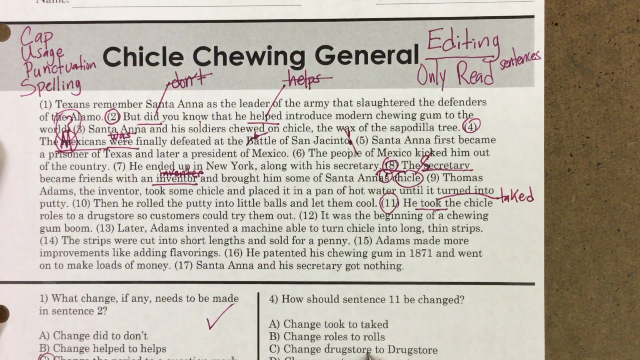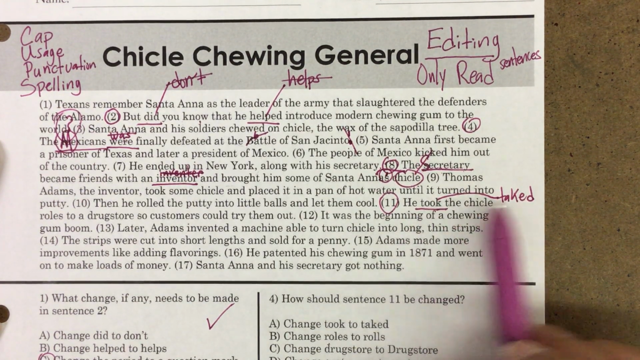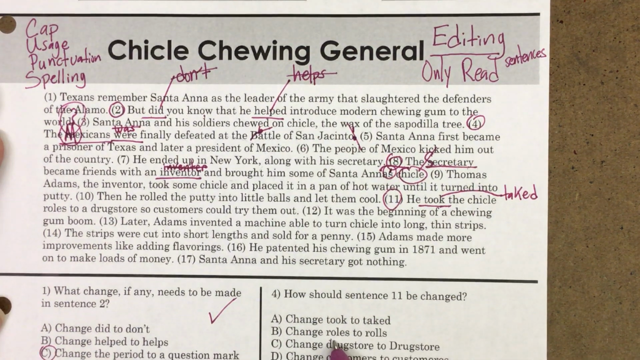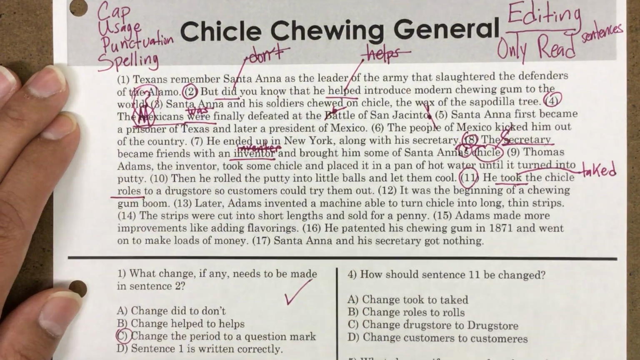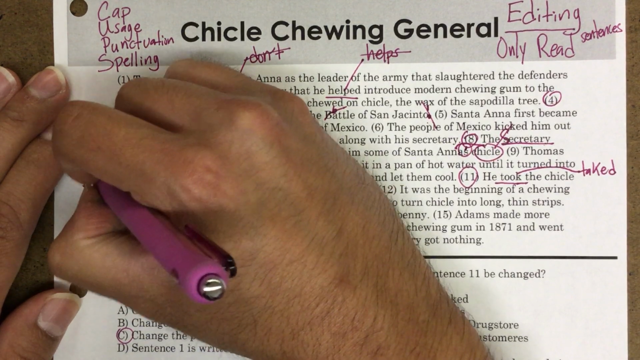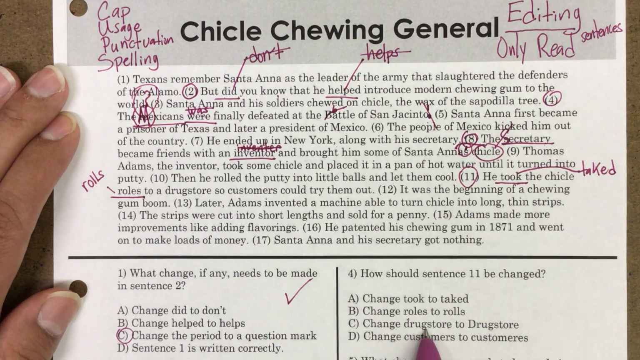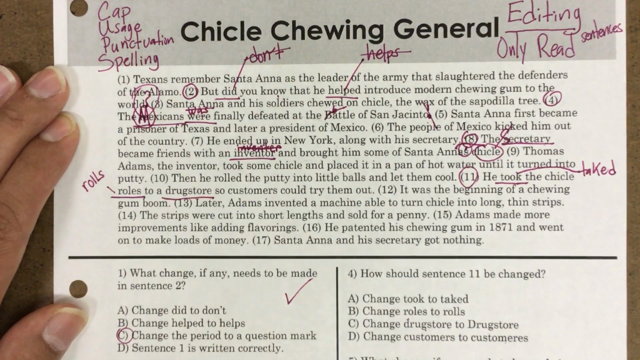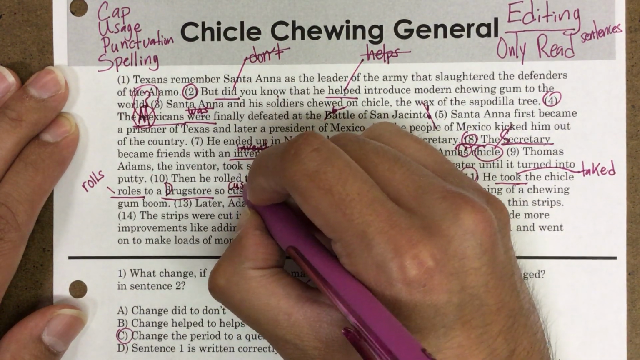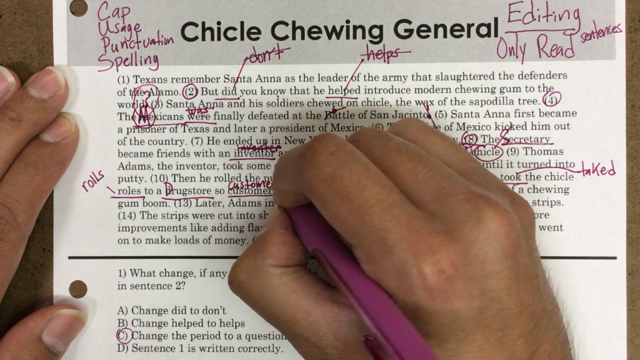Change rolls to rolls. So this was verb usage. He took to he taked. Rolls to rolls is a spelling possible edit. We need to underline it and possibly change the spelling. Drugstore to Drugstore. This is dealing with capitalizing. Uppercase D. And then change customers to customers. And this is a spelling possible edit. So please write this down.